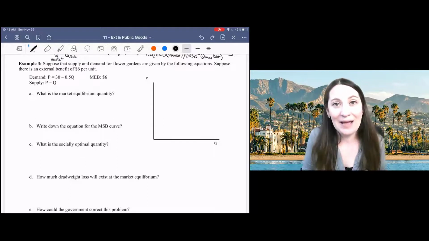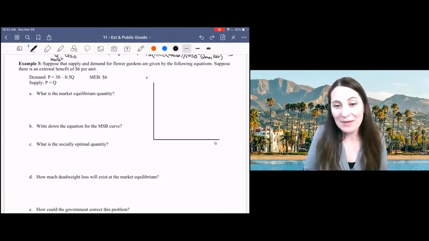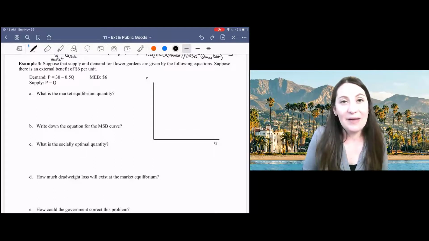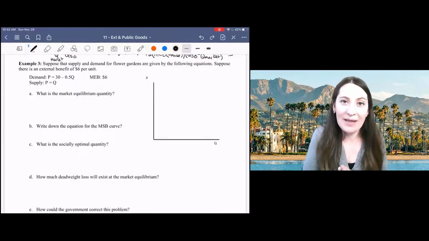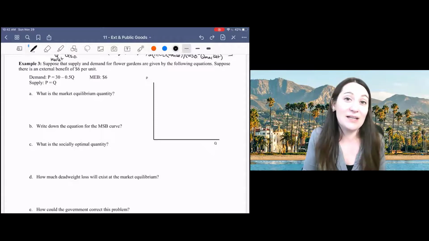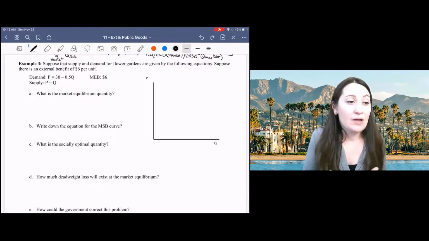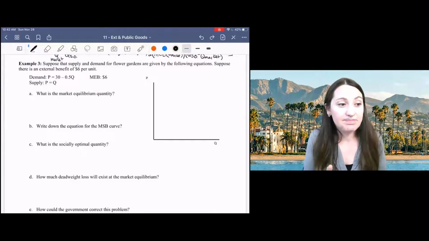In this example, we have people planting flower gardens, which of course makes their neighbors happy. So we have an external benefit of $6 per garden. Demand for gardens represents the private benefit, the value to the person who planted the garden, the consumer. The supply represents the private cost, the cost of production. And the external benefit represents the value that people other than the consumer get from the product.